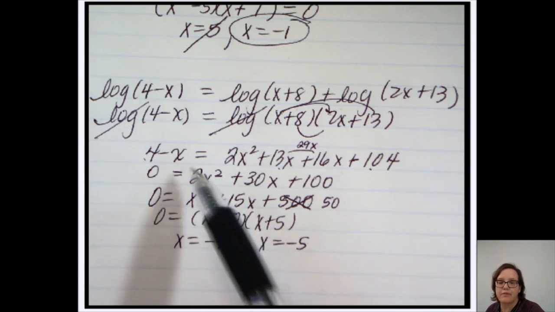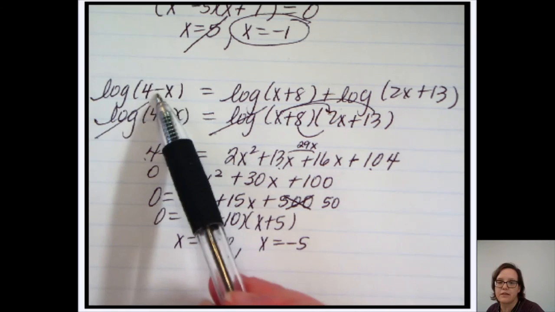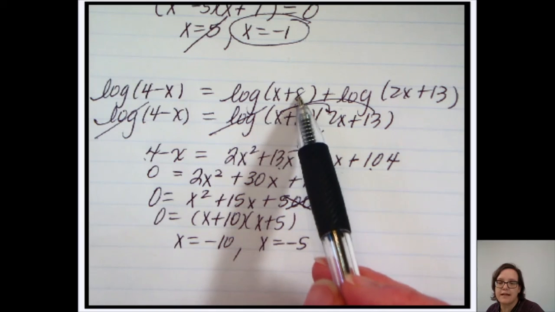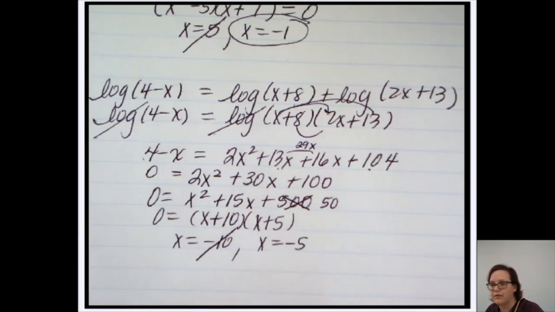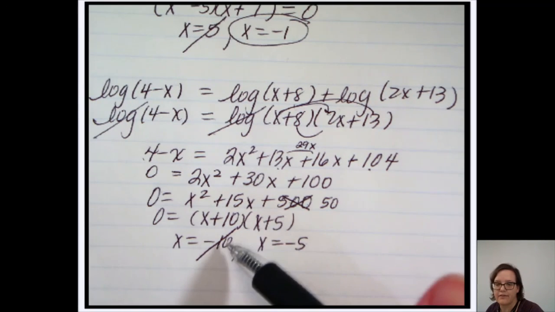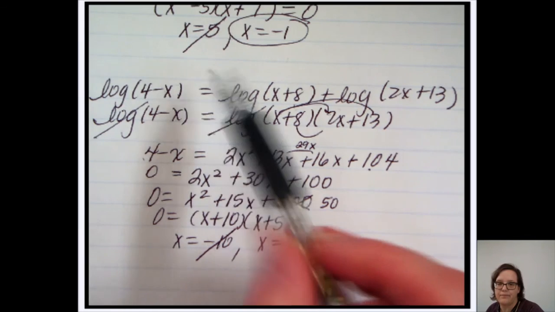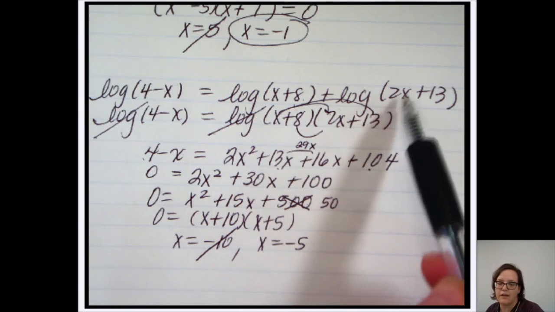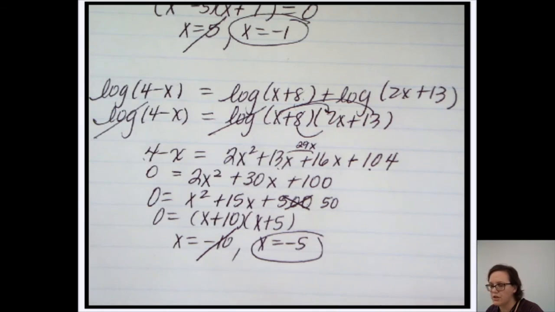And last step, we do have to plug these in. If you put a negative 10 in here, we get 14, which is fine. But if we put negative 10 in here, we get a negative 2. So negatives are not allowed, so we have to get rid of it. Let's try it with negative 5. 4 minus a negative 5 is 9, so that's okay. Negative 5 plus 8 is positive, that's okay. And negative 10 plus 13 is positive, so negative 5 is good to go.